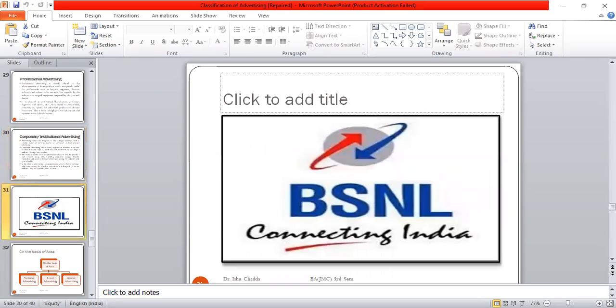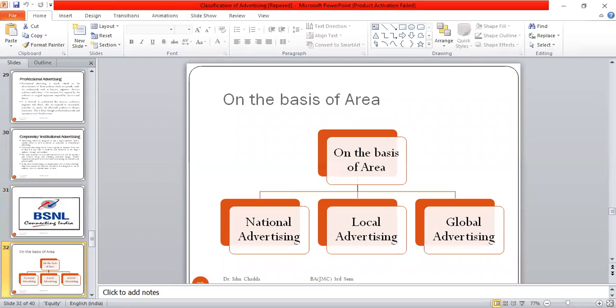For example, this ad, BSNL Connecting India. In this particular slogan, the ad explains the whole idea, that they want to promote their product to each and every person in India. Next type is on the basis of area. On the basis of area, advertisement can be classified into national advertisement, local advertisement, and global advertisement.